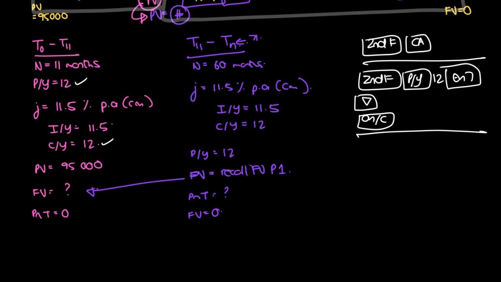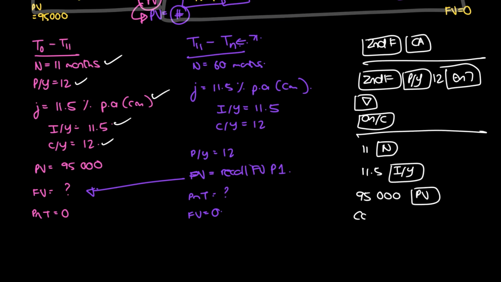Then stage 3, we just shove down everything that we know. So that's 11 N. So that's coming from there. 11.5 IY. So that's coming from there or there, depending on where you want to read it from. Then it's 95,000, and it's a loan, so it's an inflow of money. So that's 95,000 PV. And we're going to compute our future value. And it's going to come up as negative. So we store it, because remember, we want to store it for the next part. We just need to acknowledge that it is going to be a negative value.